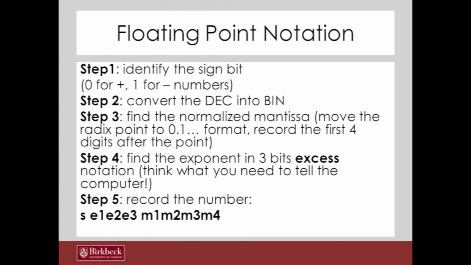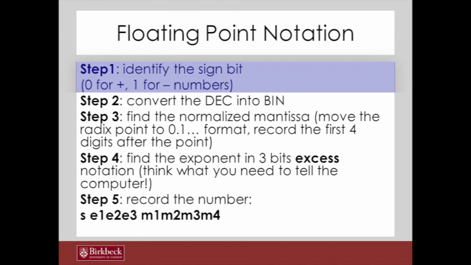Before we go into that though, what I want to give you is a set of instructions on how to do the floating point notation in a step-by-step format. So first and easiest part will be to identify the sign bit. Well, if you have got a positive decimal number that you need to convert, you're going to record the first digit to be 0, and if you have a negative decimal number, then your first digit in the floating point notation will be 1 to indicate that it's a negative number.